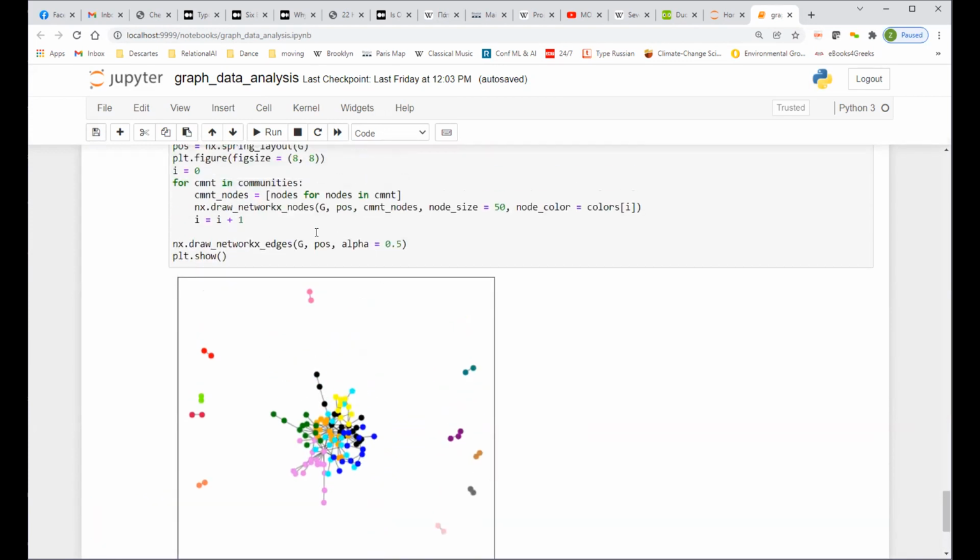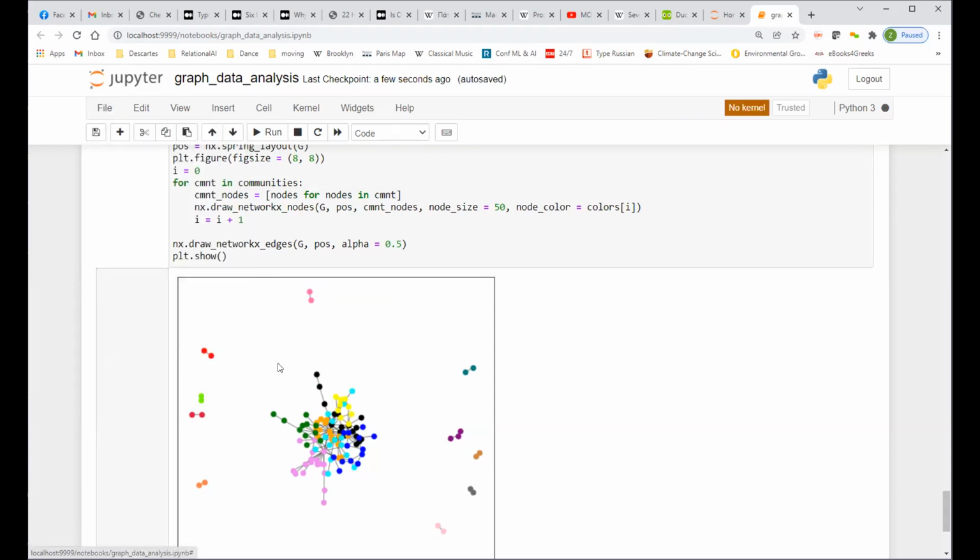Also, I want to say that for all these graphs, for this community for example, you can identify the exact nodes. Here I just wanted to visualize it. If you actually want to see the nodes in each community, you can extract them.